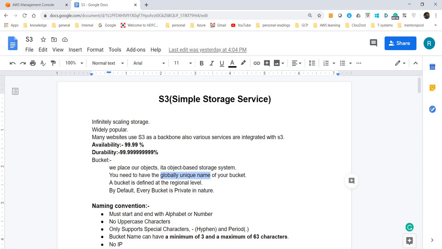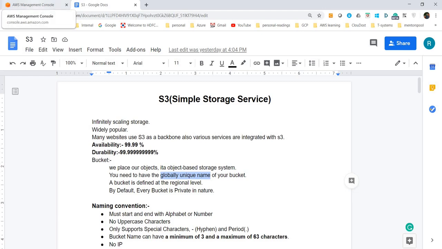Plus, when you are naming a bucket, there is a particular pattern that you must follow. First, the bucket name should start and end with a letter or number. No uppercase allowed. That means the entire name should be in lowercase. The special characters that you can use are either hyphen or period, and the bucket name should be a minimum of 3 characters and a maximum of 63 characters. Secondly, you cannot use an IP address as the name of the bucket. So now we'll be seeing these things in practical.